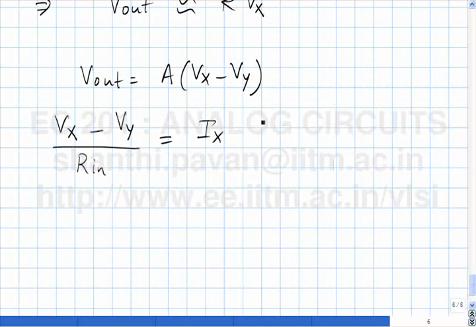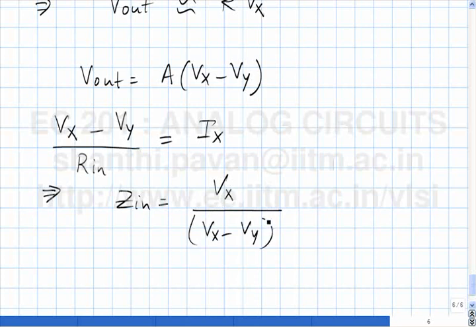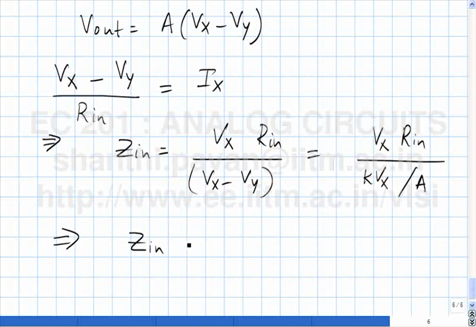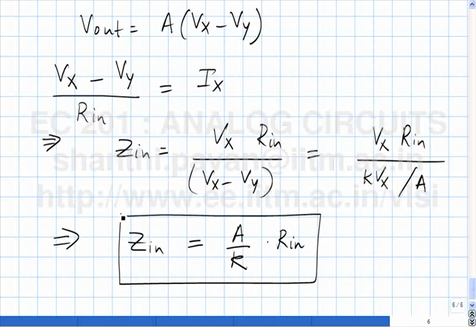Which means that the input impedance Zin is nothing but Vx divided by Ix, which is Vx minus Vy by Rn, and Vx minus Vy is nothing but V out by A, and V out is nothing but K Vx, which means Zin is approximately equal to A by K times Rn. Does it make sense?